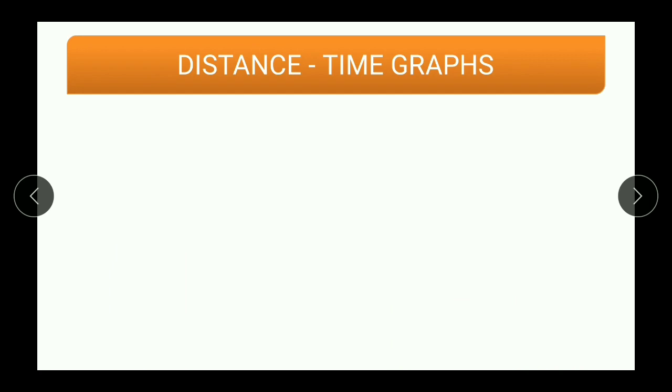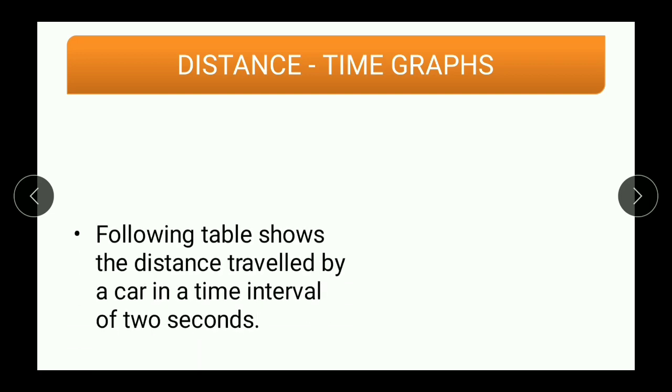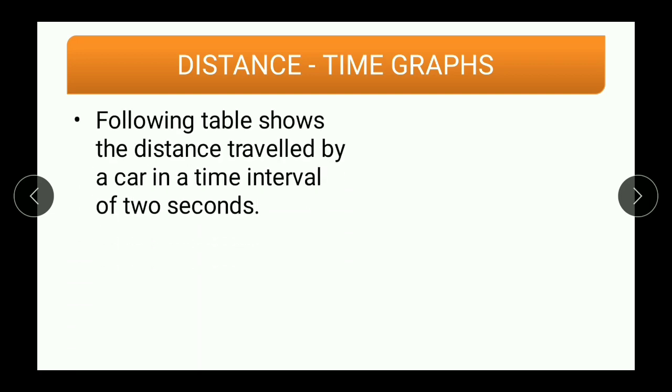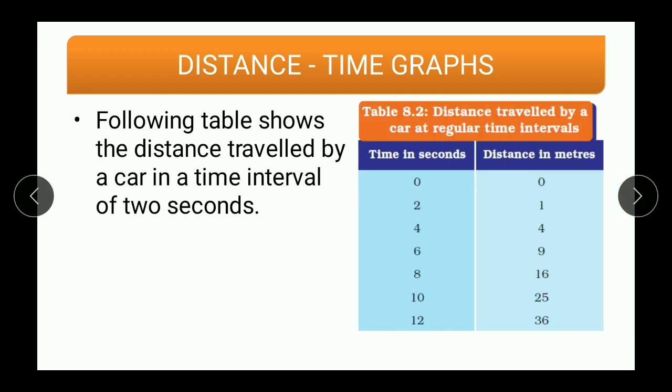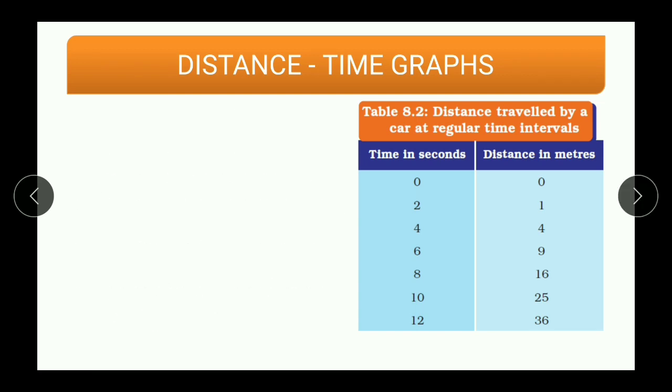However, motion is not always the same like in the earlier case. In the earlier case, speed was unchanged, it was not changing with respect to time. Sometimes it changes with respect to time. So the following table shows the distance traveled by a car in a time interval of 2 seconds. Here there is the time given and over here there is the distance in meters. Let's see the graph in this case.